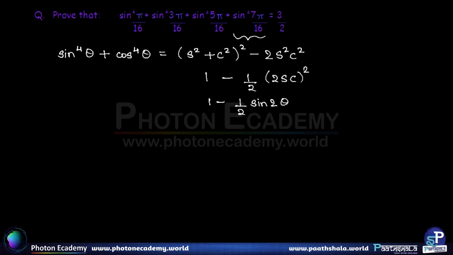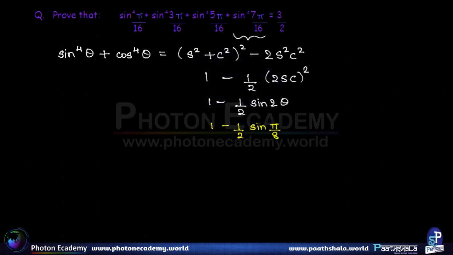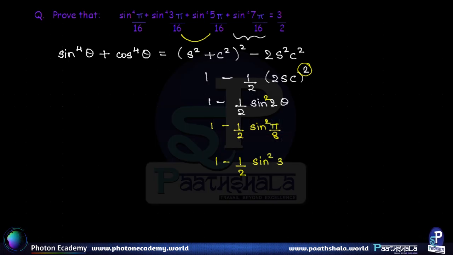So applying that in the given question, sine pi by 16 into 2 is sine pi by 8. So the first and the last term will combine to form sine square pi by 8, because there's a square over here, I forgot about that, sorry. And then the second and the third term will combine to form sine square 3 pi by 8. Alright.